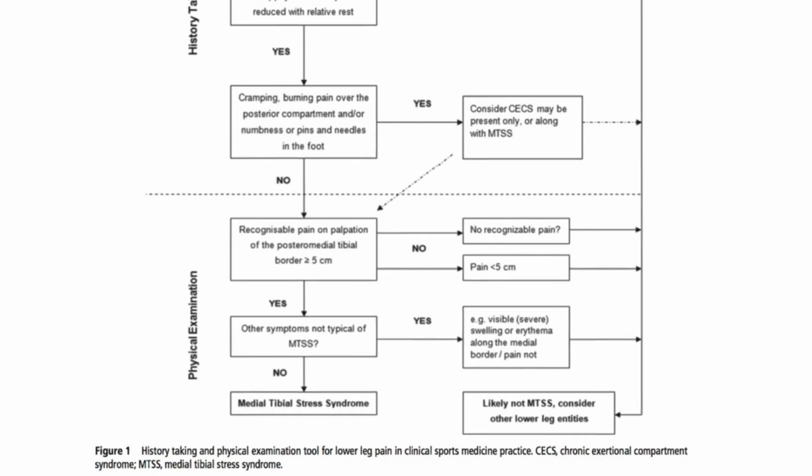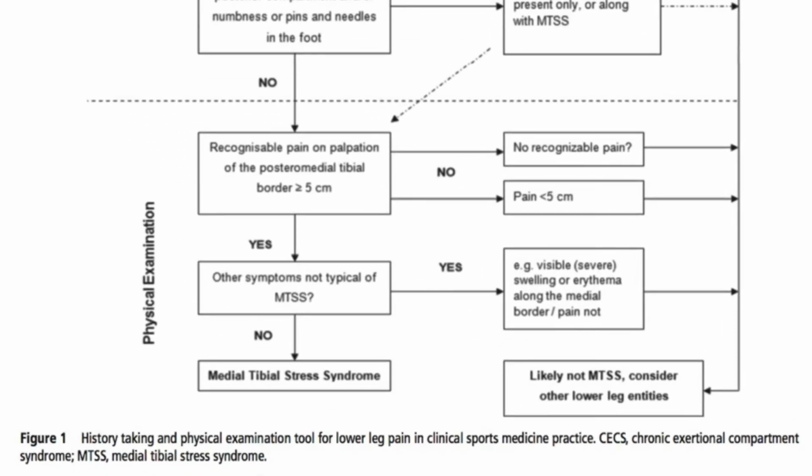First test, they palpated along that posteromedial tibial border, and they wanted to identify your recognizable pain, or the runner's recognizable pain, for greater than 5 centimeters. So they're looking at the area. If it was less than 5 centimeters, you headed out of that algorithm, or if it wasn't your pain, you were out as well. If you did, you carried on through the algorithm, and it said, did you have any other symptoms not typical of MTSS?